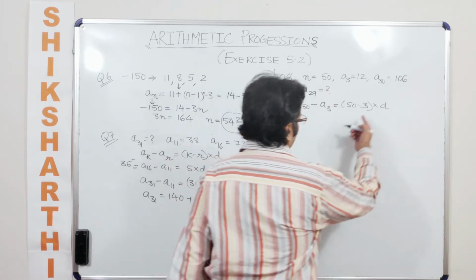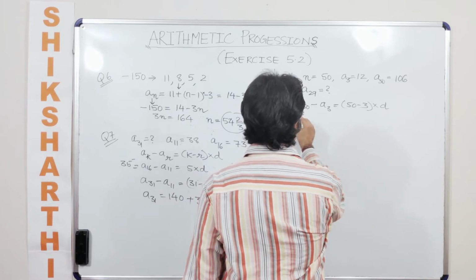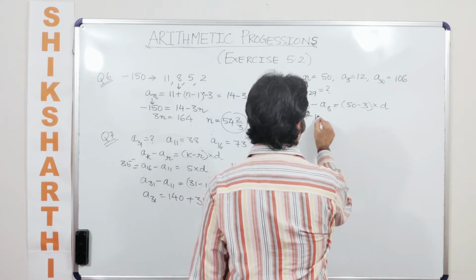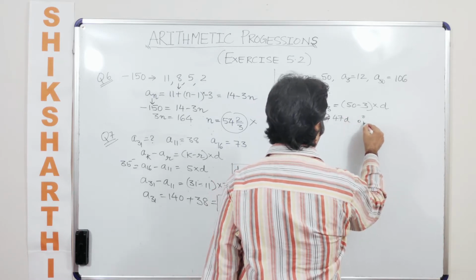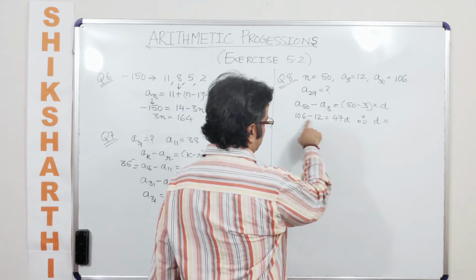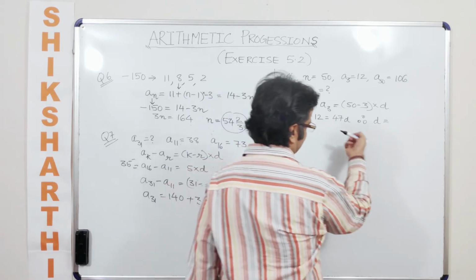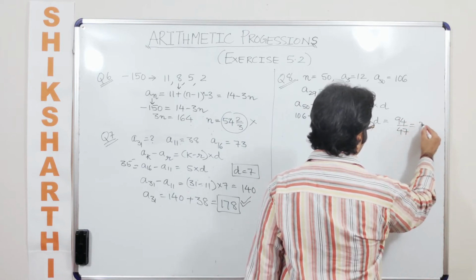Okay, so now can I find out the value of d from here? This is just like saying 106 minus 12 is equal to 47d. Therefore, the value of d comes out to be, how much does this come out to be? So 106 minus 6 is 100, minus further 6 is 94. So 94 divided by 47, you get the value of d as 2.